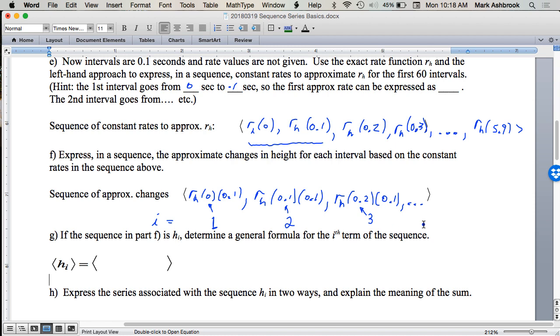So that's where the formula comes into this. We're always going to have an R sub h of something times 0.1. That's going to be the general structure of this. It's just what is the something. So R sub h of something times 0.1. So 1 gives 0, 2 gives 0.1, 3 gives 0.2, 4 will give 0.3. So what is the formula? I minus 1. So it's always, like, 2 gives a 1, 3 gives a 2, 4 gives a 3, so I minus 1, but then divided by 10.